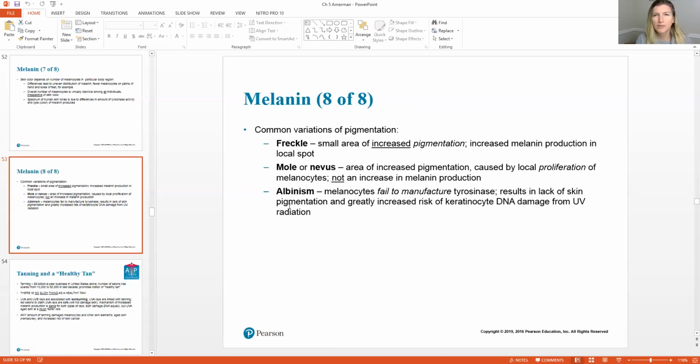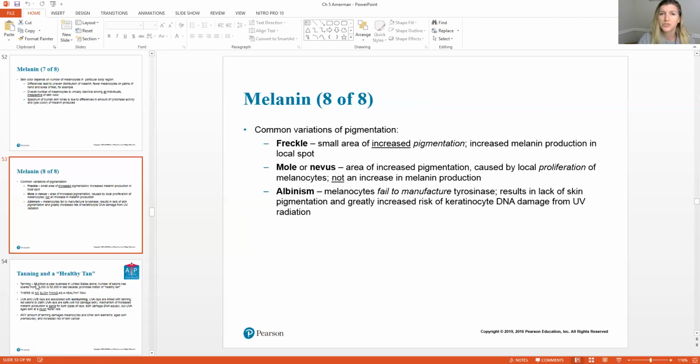So let's talk about some variations in pigment. This, of course, would be things like freckles. So freckles are just small little spots where your melanocytes decided to increase their melanin production. This can be genetically determined, of course. A mole, or nevus, is the technical term for a mole. This could be because of a proliferation. So in other words, you have lots of melanocytes in one particular area, which is why moles are typically raised above the skin. And then albinism is the opposite of this. Albinism is where your skin does not produce melanin at all. You still have melanocytes, but they're not producing melanin because of a genetic variation.